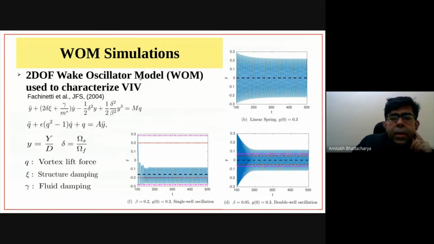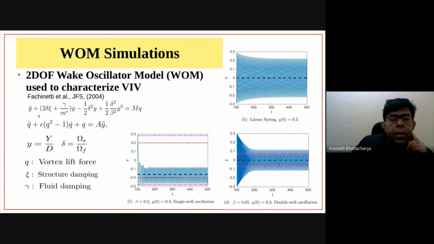The Wake Oscillator Model is a very simple model which structural engineers have come up with, a tool where you don't have to do a CFD. You just solve a 2 degree of freedom problem, where the first degree of freedom is your non-dimensional displacement y. Small y is basically capital Y by d, simply the non-dimensional displacement of the cylinder. And Q is the non-dimensional vortex lift force, the normalized lift coefficient, you can say. So there are only 2 degrees of freedom.